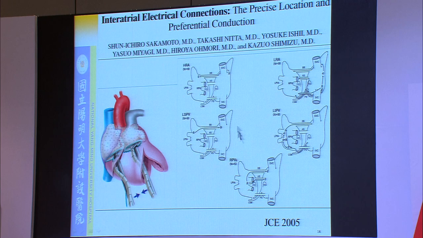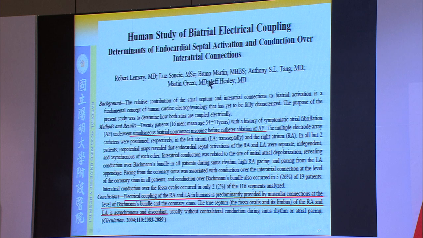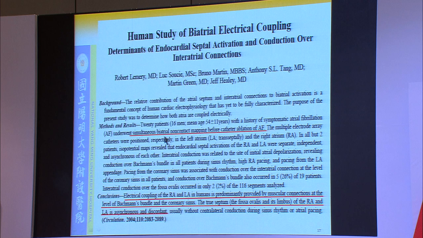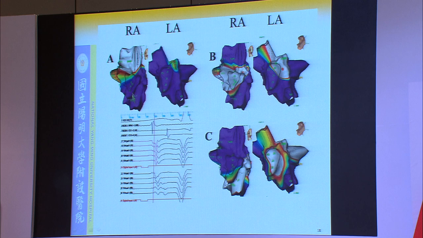And how about the human study? I think this is in 2004 in Circulation. They used simultaneous biatrial non-contact mapping before catheter ablation of atrial fibrillation. Again, this is the right atrium, this side is the left atrium. In sinus rhythm, you can see the right sinus node activated, then through the Bachmann bundle rapidly conducted to the left atrium here, and downward to the septum. However, in the fossa ovalis area, the wavefront cannot penetrate into the left atrium. So they concluded that the atrium septum activation is discordant. It's activated from here and the right side to the IVC, and the left side completes its activation.